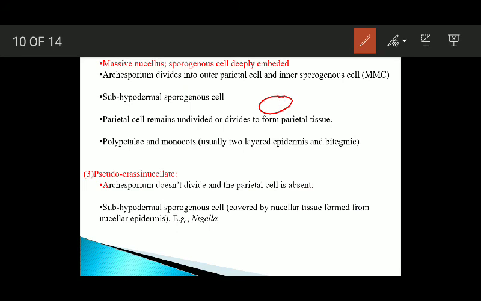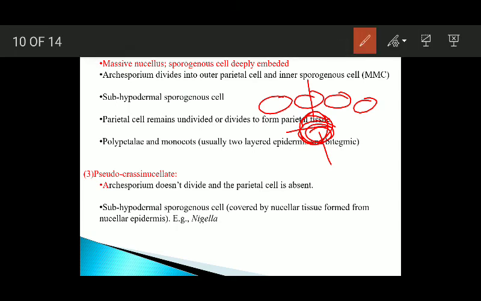Say this is the nucellar epidermis. You have one more layer. I will show only one cell. This cell starts behaving as an archesporial cell. Now it divides into a primary parietal cell and a primary sporogenous cell, which is known as the MMC, megaspore mother cell. So the sporogenous cell here, the megaspore mother cell, is subhypodermal. It is not hypodermal.